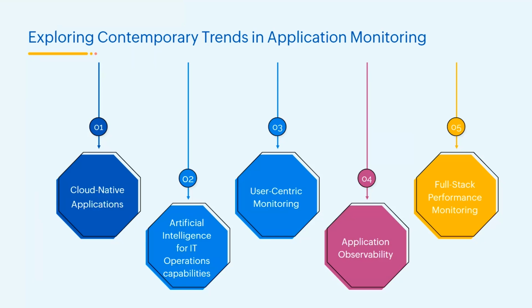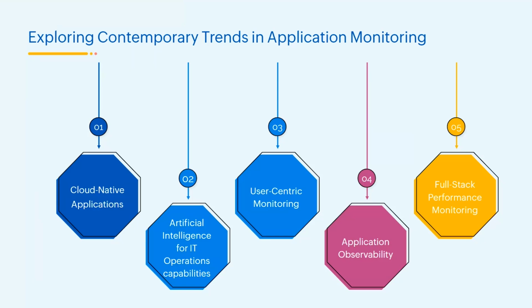The last is full stack performance monitoring. The goal of full stack performance monitoring is to identify and address performance issues across the entire application stack, from the front end user interface to the back end infrastructure, by monitoring various layers of the stack, including the application code, server response times, and database queries. This is achieved by collecting real time data on various performance metrics like response time and error rate.